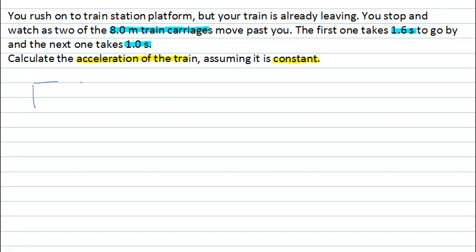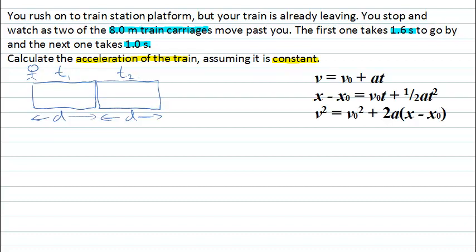So let's have one of our carriages of the train here, and right next to it another one of the carriages. Here you are standing beside the train as it goes past. There'll be some distance d that each of those carriages moves as it goes past you, and we can think of the first carriage going past in some time t1 and the second carriage moving past in a time that we'll call t2. Now, because the question quite clearly states this is a constant acceleration problem, we might go to our equations of motion for constant acceleration. And here are the equations of motion.